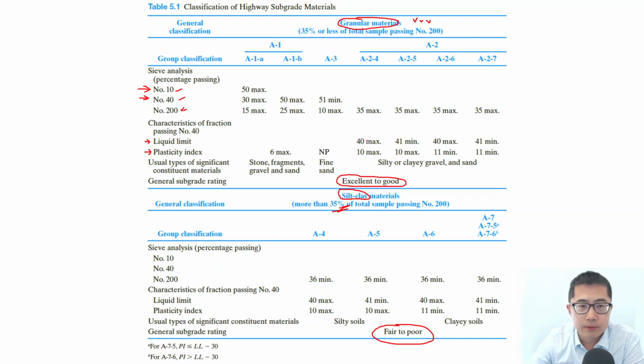We can use some examples, but basically, like here, 50 max. Okay, so the percentage passing number 10 for A1A is 50% max, and it also has a plasticity index max, which is 6. So basically, you have to just go through this one by one, and you will find your fit. Okay, and that's pretty much about it.